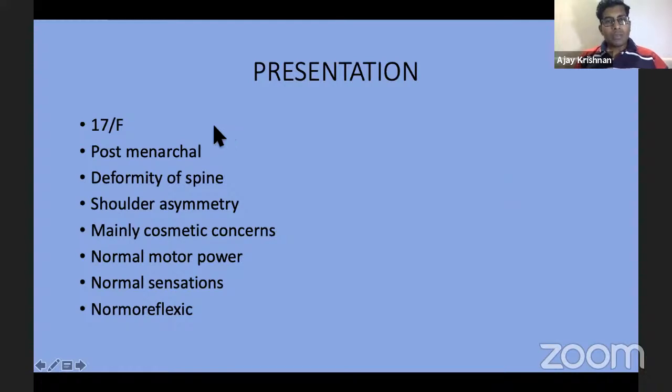I'll just directly go to the case because most of the theory has been discussed. I've just removed the slides. So it's a 17-year female, post-menarchal, deformity of the spine is the first observation in the last 1 year with shoulder asymmetry, right shoulder up. Cosmetic concern has been the main concern, and the neurocutaneous examination is completely normal.